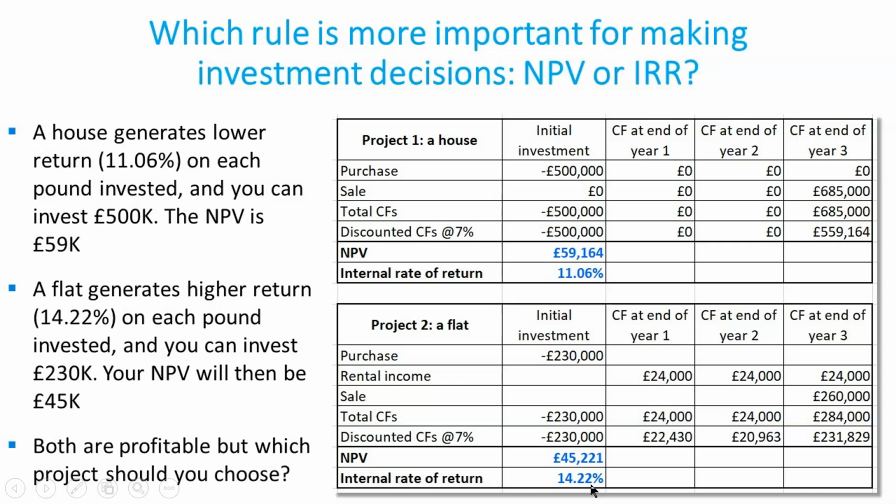So the question is, both projects are profitable, we can see it, but which project should we choose then? If we can only afford to buy one property, what should we do? Should we pay more attention to net present value or internal rate of return? So what would you do here? Just think carefully, look at the tables, and let's move on to the next slide.